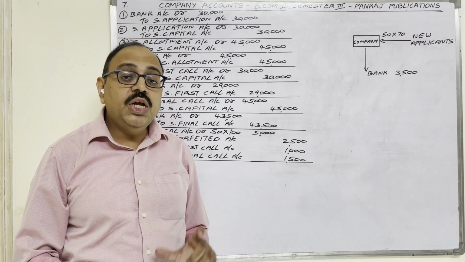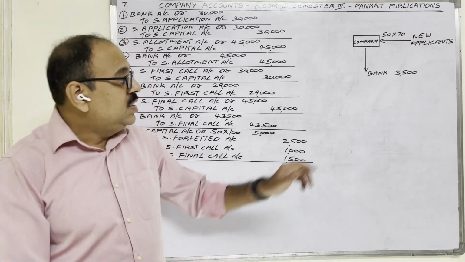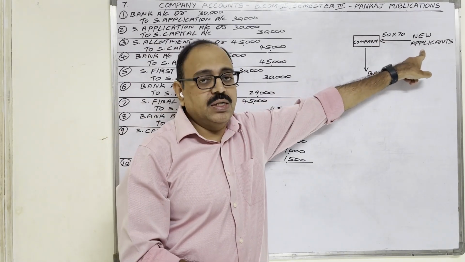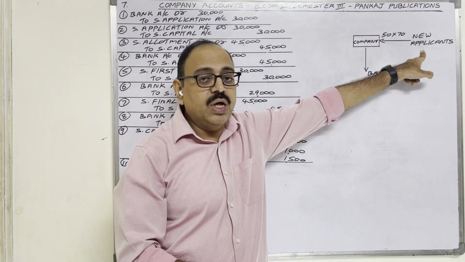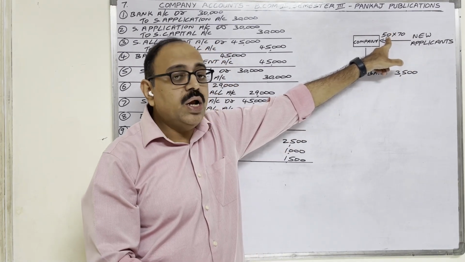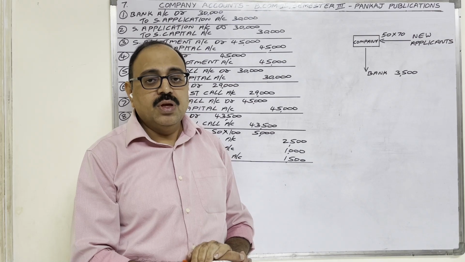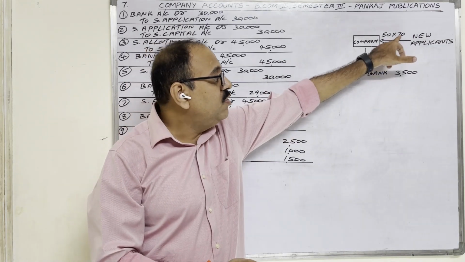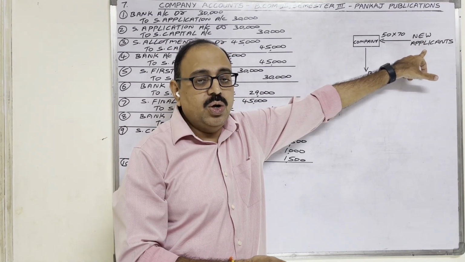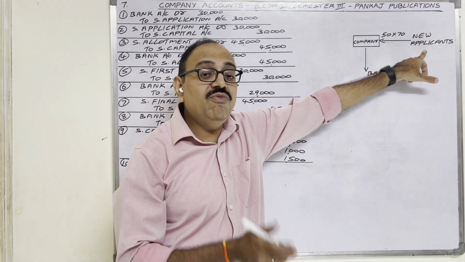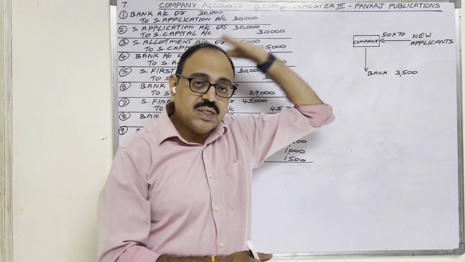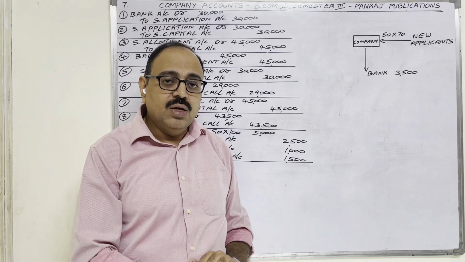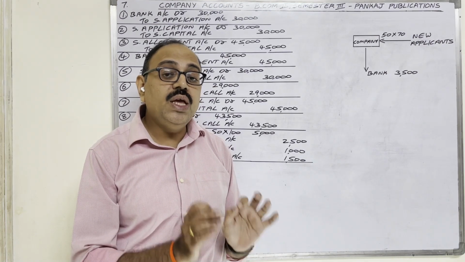Next entry is for reissue of forfeited shares. These forfeited 50 shares are reissued to new applicants. In books, the company wrote that 50 shares are sold at the rate of 100 rupees only. But the issue price is not 100. At 70, we sold it to new applicants. Don't think that reissue is a fresh allotment. Already shares are allotted. First time 1,500 shares are allotted to the public. Now reissue is considered as only a sale.